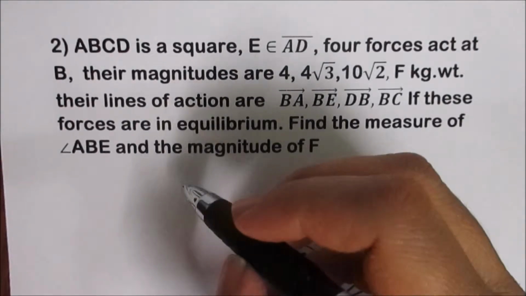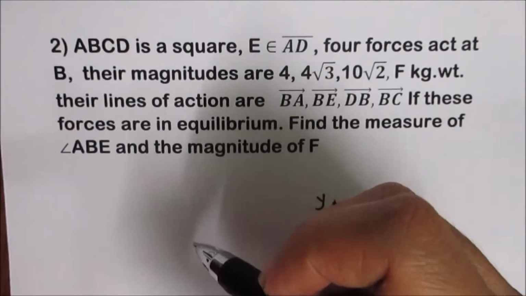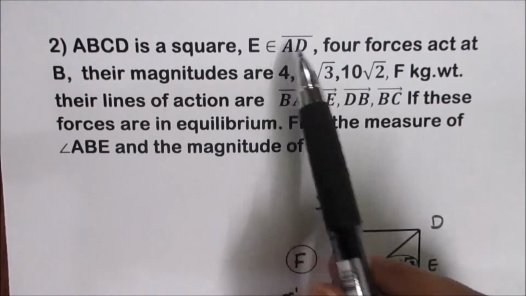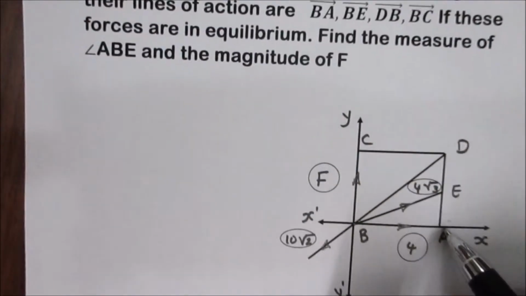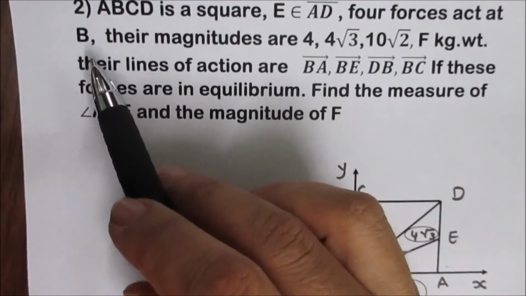Now another example on the equilibrium of a body under the action of a set of coplanar forces meeting at a point. ABCD is a square where E belongs to AD, and 4 forces act at B.